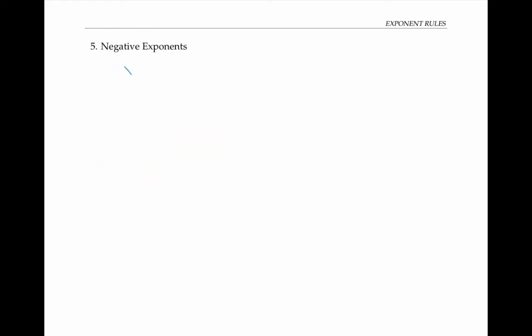What happens when we take something to a negative power? X to the negative n is equal to 1 over x to the n.